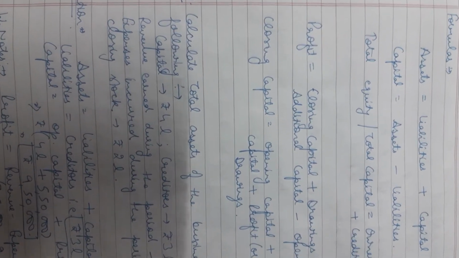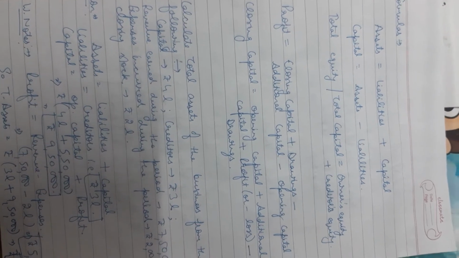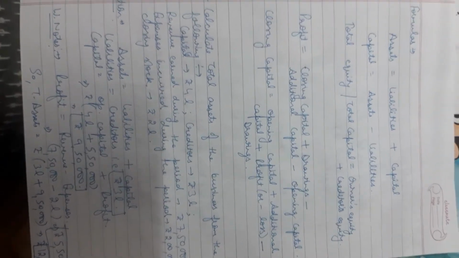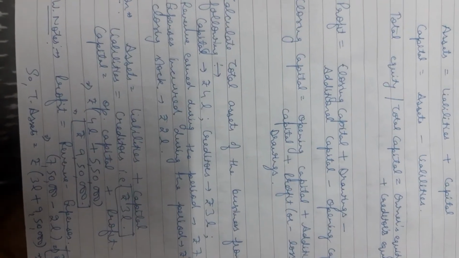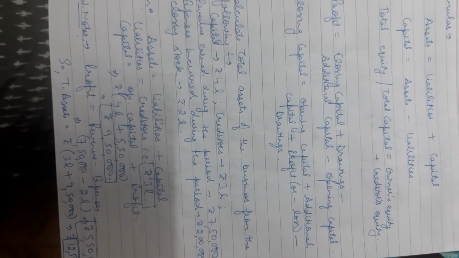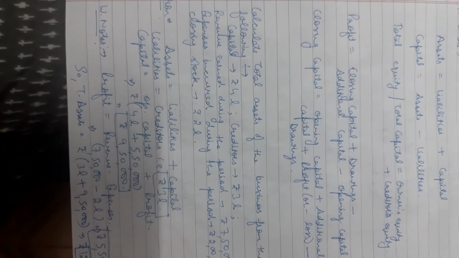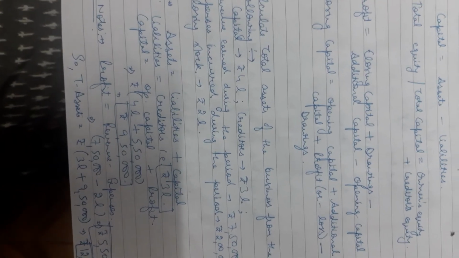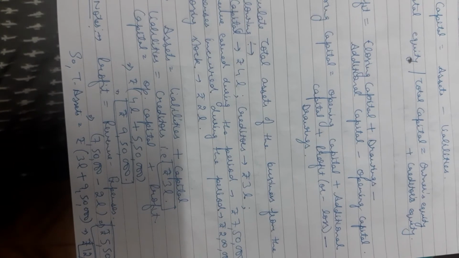In this question they are asking total assets of the business are required to be calculated from the following information. In this information, we are provided with capital, creditors, revenue earned for the period, expenses incurred during the period, and closing stock. So, students, as we know, assets are always equal to liabilities and capital. We want to know the assets. So, firstly, we'll see the liabilities.